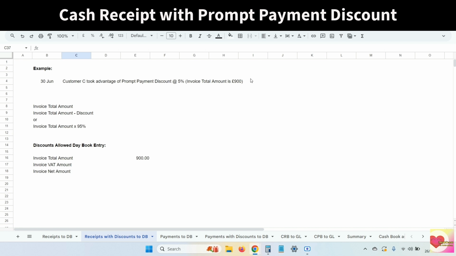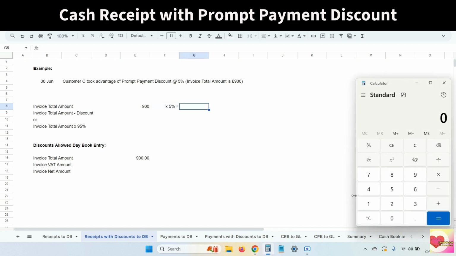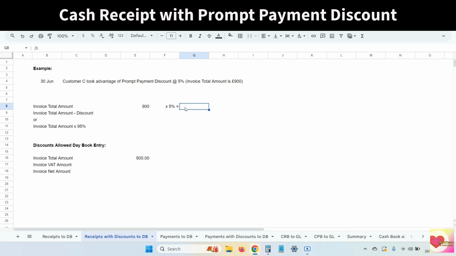So we only have the gross amount in this example, and from that we will compute how much the customer has paid us. Let's multiply the 900 by 5%. So 900 times 5% or 0.05, and we got 45. So this is our total discount. Then we have to deduct this total discount from the total amount of the invoice.